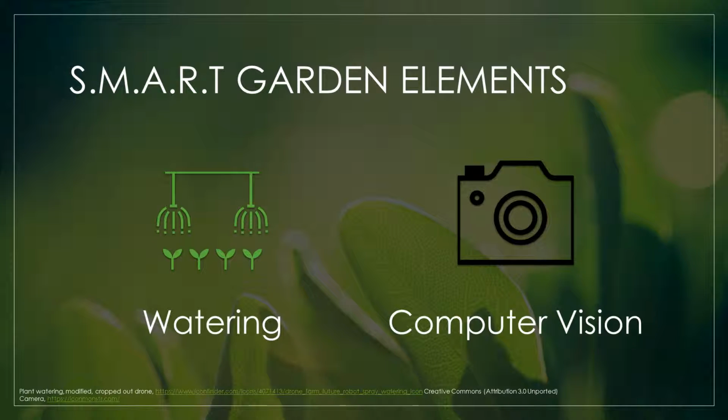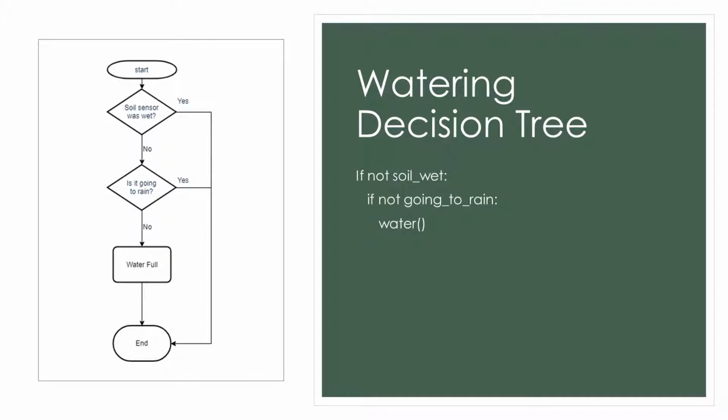This project consists of two components, watering and computer vision to monitor plant health. We'll first talk about the watering system. This is the watering system decision tree.